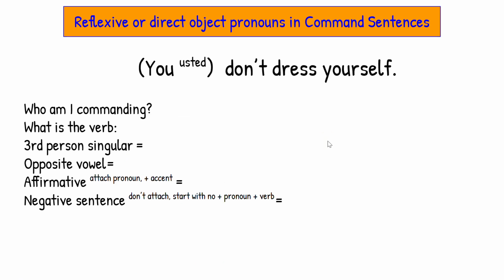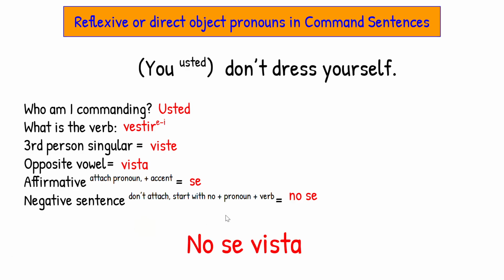Okay, you, don't dress yourself. Don't get dressed. Who am I commanding? Usted. What is the verb? Vestir, vestirse, right? It's reflexive. I need to conjugate vestir for third person singular, which is the usted form. I need to change that E to an I. Viste, change the E to the opposite vowel, vista, and the pronoun would be se. This one says don't dress yourself, so I'll be using this formation. No se, and the verb would be added. No se vista. Don't dress yourself. Don't get dressed.